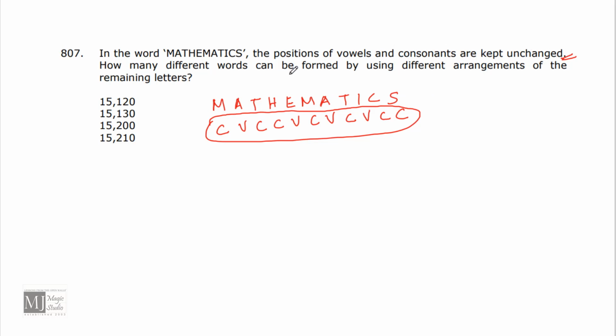Then how many different words can be formed? We can see that vowels are 1, 2, 3, 4, and they can be placed at only these 4 positions in 4P4 ways. And we need to place the 7 consonants in these 7 places in 7P7 ways.